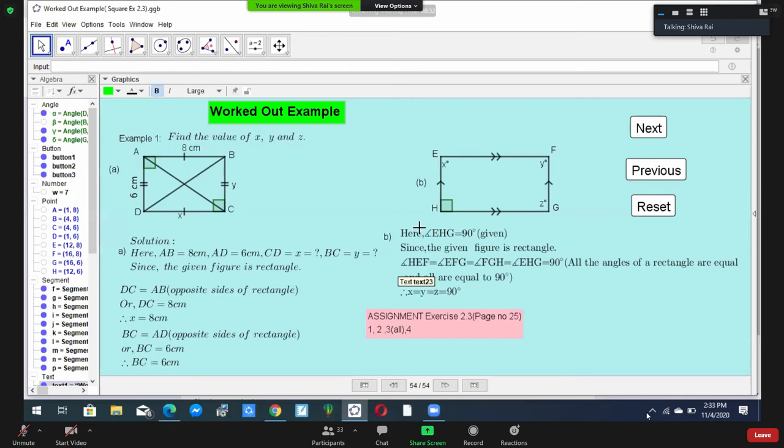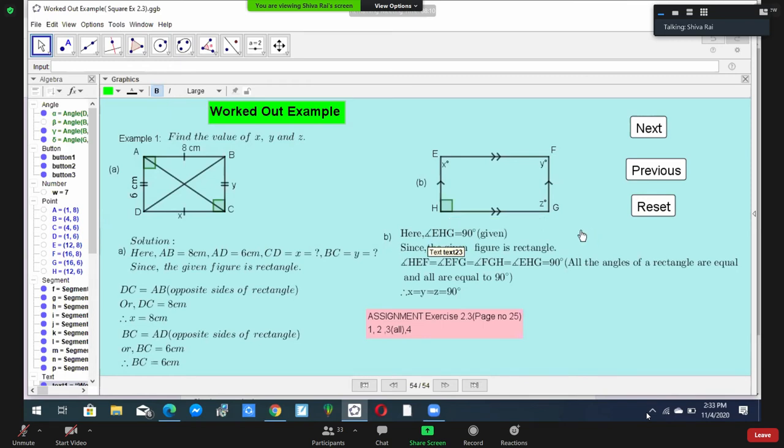Now come to the B number. Here, first of all, you write the given things. Angle EAG equal to 90 degree. It is given. I am writing all of it because this notation you look here indicates this is 90 degree.